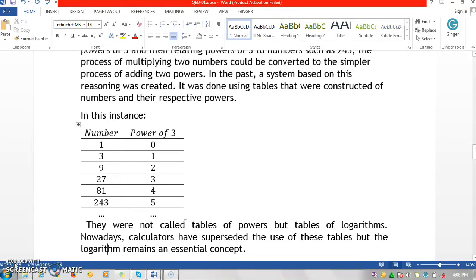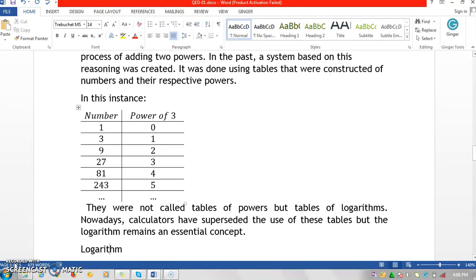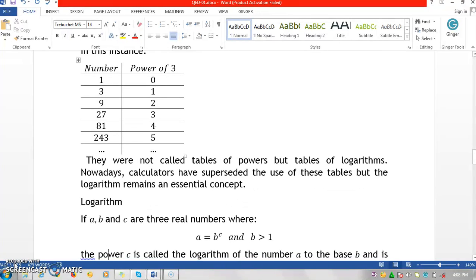They were not called tables of powers but tables of logarithm. Nowadays we use calculators to do all this, but the logarithm table still remains an essential concept. Now look at the basic laws, the little things we want to discuss on logarithm today.